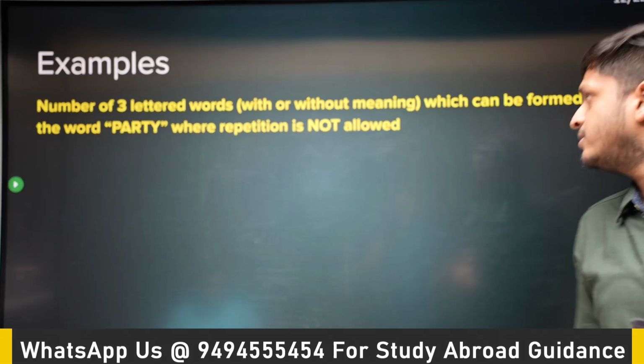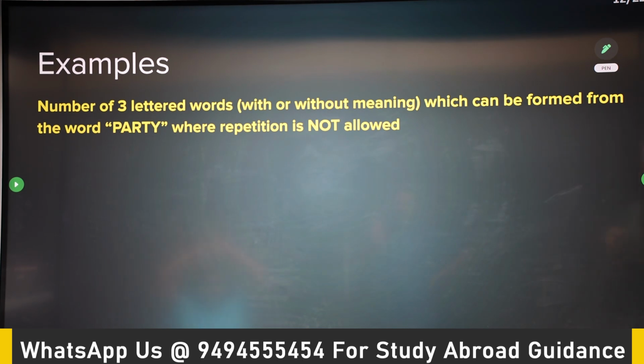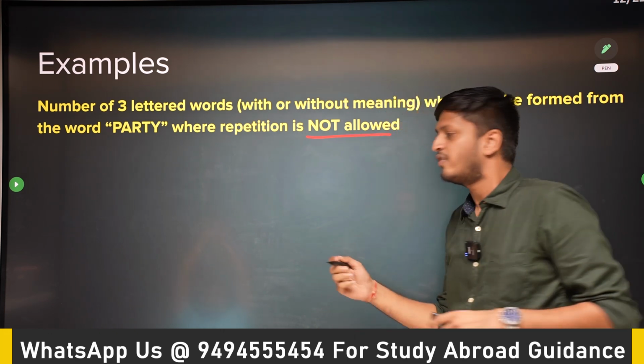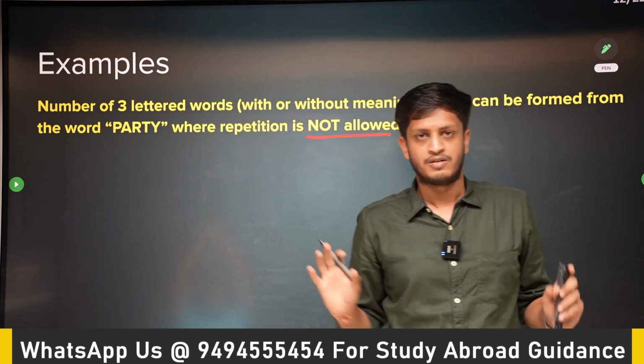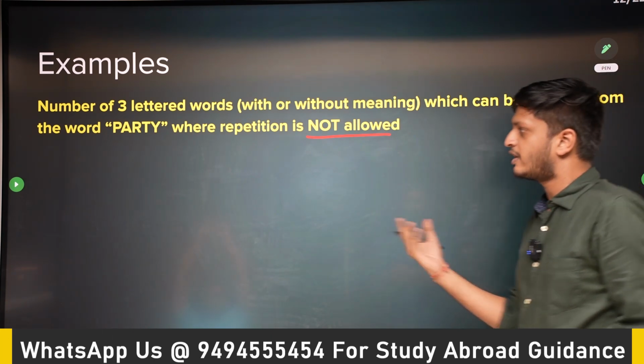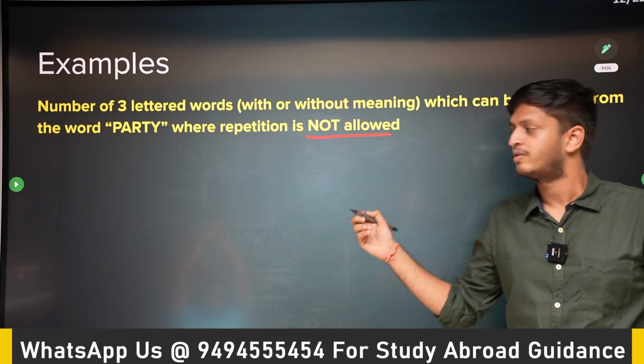So this is the first problem. What is the number of 3-letter words, with or without meaning, which can be formed from the word PARTY where repetition is not allowed? Here it is explicitly said that repetition is not allowed, but by default, if it is not mentioned, repetition is not allowed. So try to solve this. Then I'll do it.